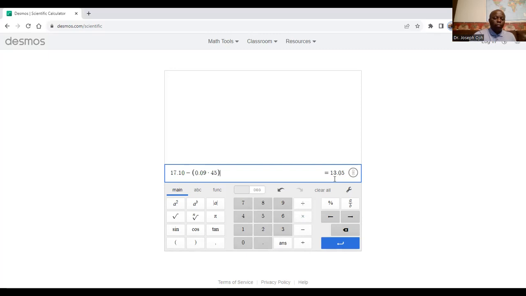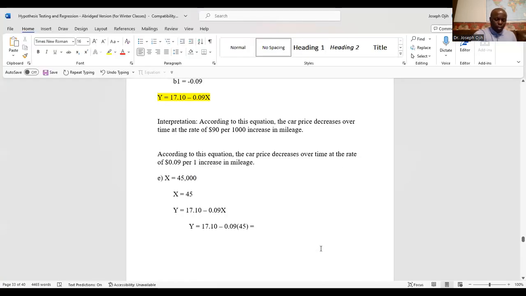13.05. Remember, these are in thousands. That means $13,050. So a car whose mileage is 45,000 will cost $13,050. So that answers that question. Okay, so let's write the interpretation here.